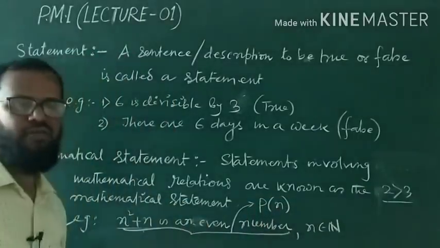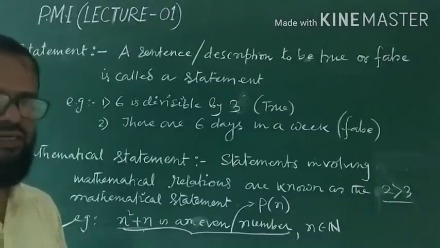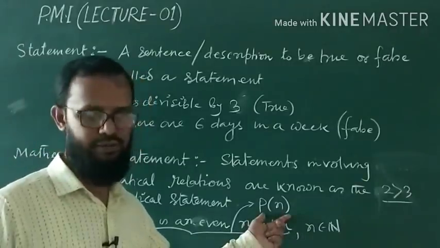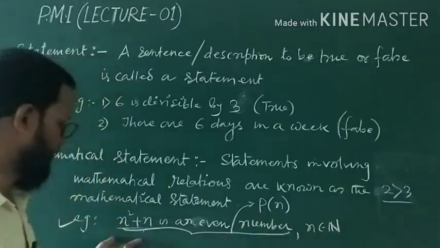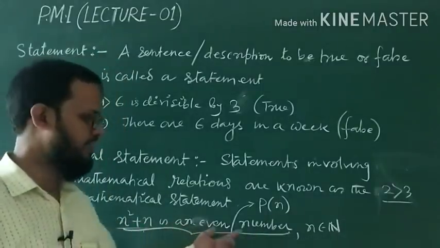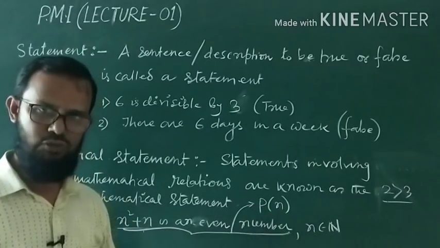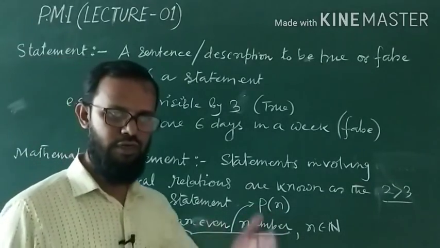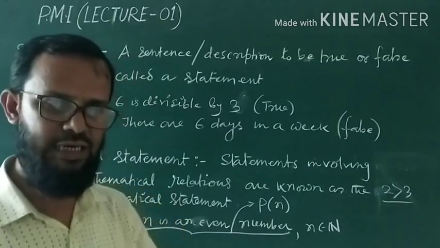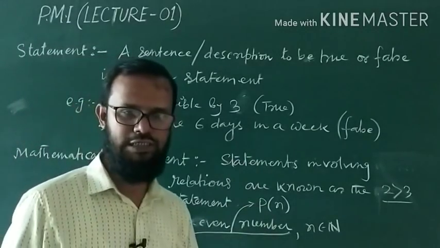So naturally, statements related to natural numbers are denoted by what? Pn. Okay, Pn is the statement. What is the statement? n square plus n is an even number. Maybe Pn is true for n equal to 1, or true for n equal to 2, or may be true for all natural numbers, or may not be true for all natural numbers.